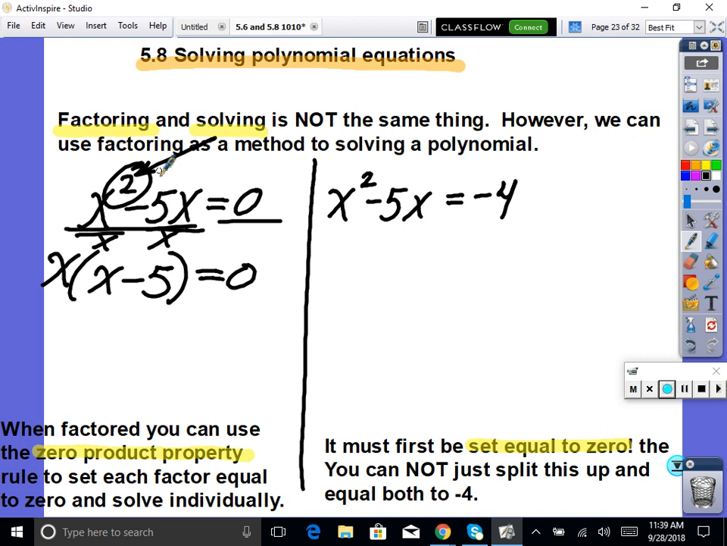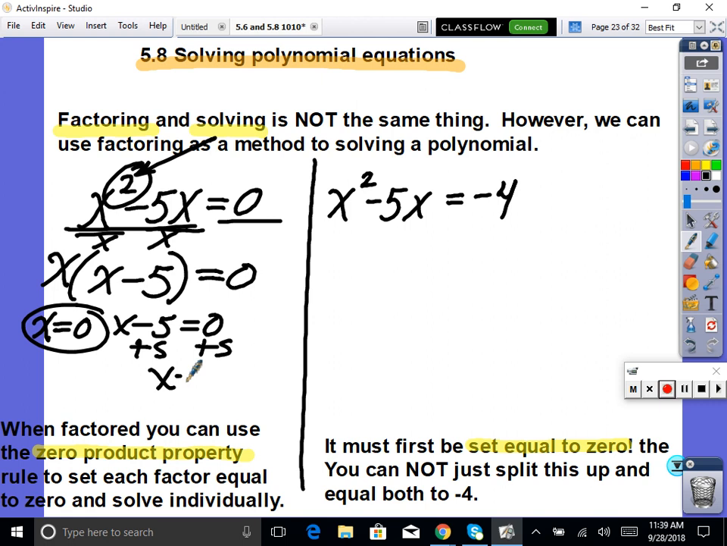Well, now what we can do is, once we factored it, we can set each of our factors equal to 0 and solve for x. So we get x equals 0 and add 5, x equals 5. Does everybody see?